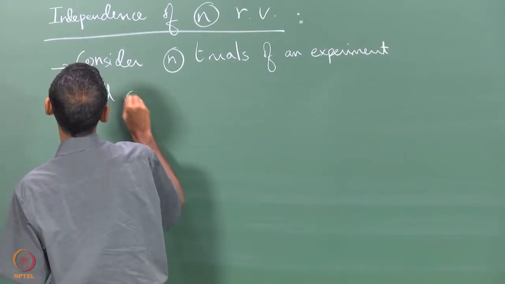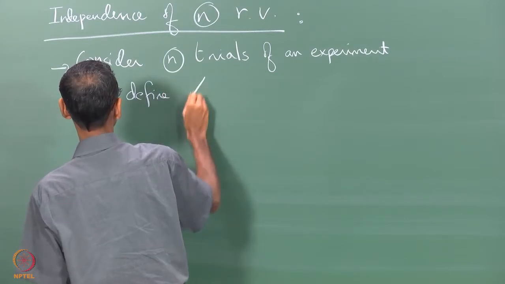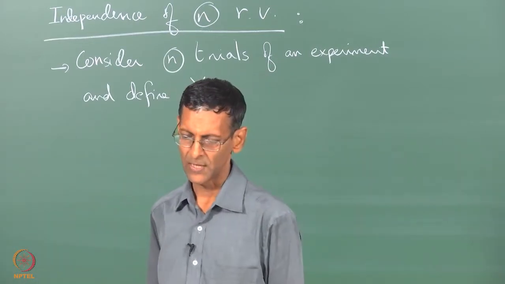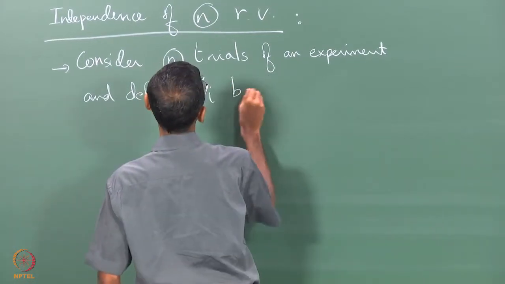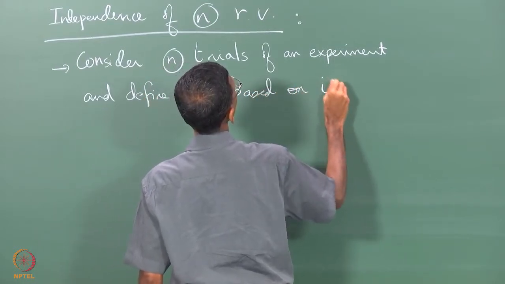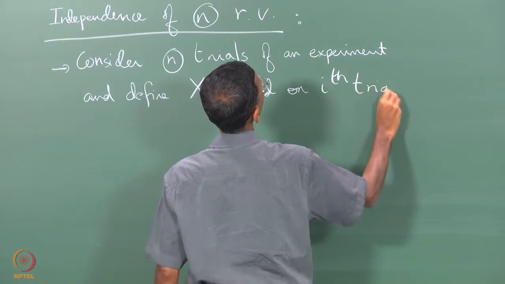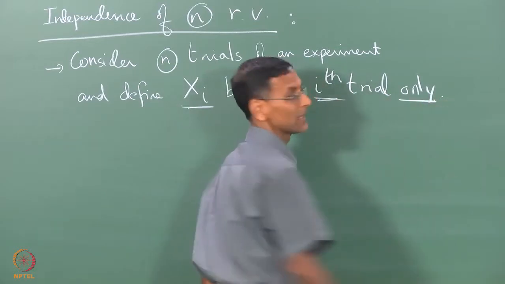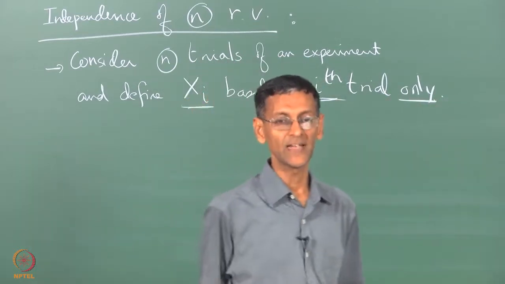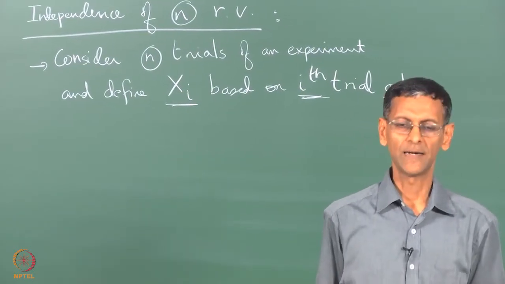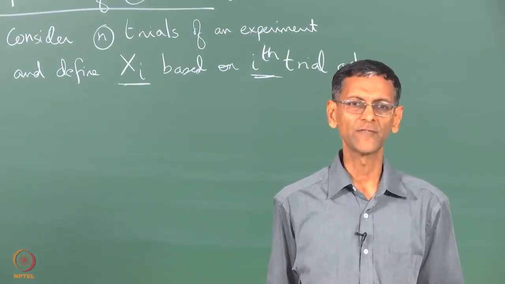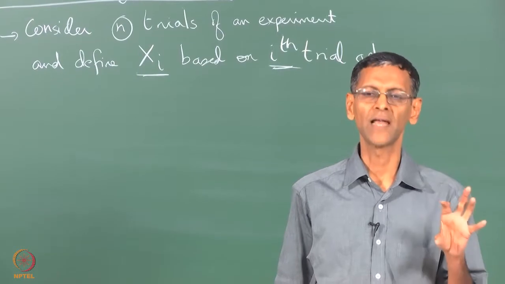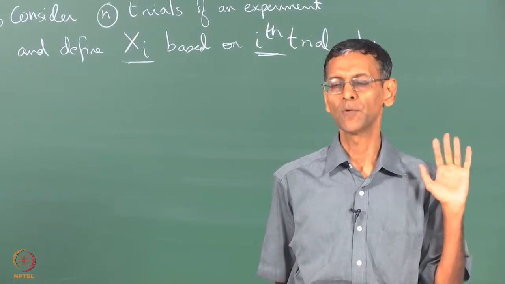and define the random variable Xi only for the ith trial, right? In other words, I do not want this Xi to be defined as the sum of all the numerical observations that you may make from different trials or anything of that sort, right? Each trial is associated with one random variable.